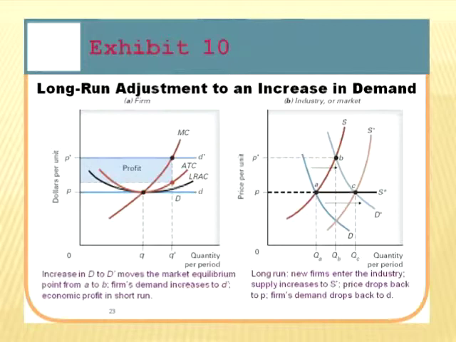And the result is that S shifts to S prime, resulting in a new equilibrium at point C. We're back to the original price again, which, translating that to the individual firm over on panel A, means that we're now back to only a normal profit. There's a greater quantity being exchanged now, that is Q sub C, but it's at the same price.